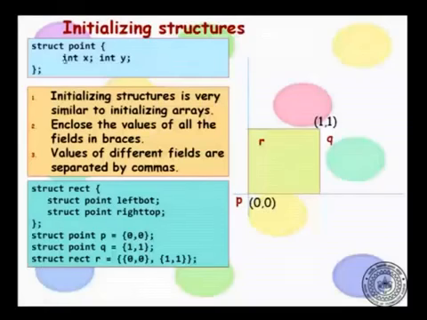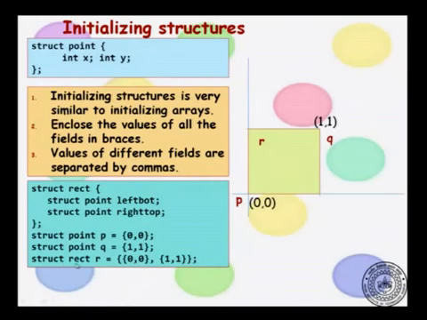Suppose you have struct point with int x and int y. How would I initialize it? I would say struct point p equal to {0, 0}. This means that the first field in point, that is x, is assigned 0. The second field, that is y, is assigned 0 as well. Similarly, if I say struct point q equal to {1, 1}, it says q dot x equal to 1 and q dot y equal to 1. Now, you can do the same thing with nested structures. So, this is very nice.